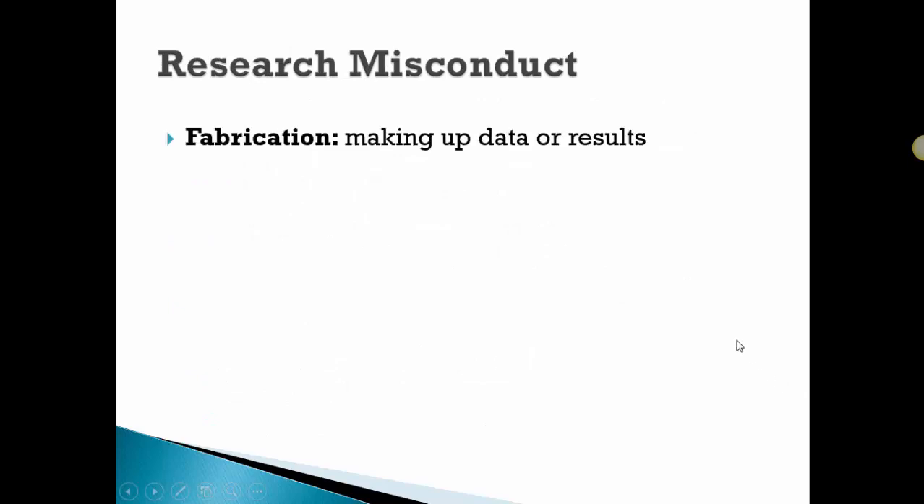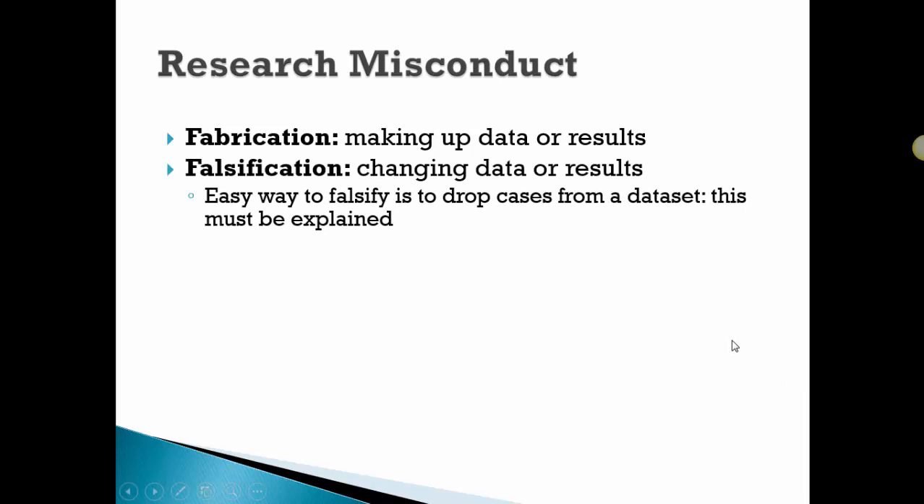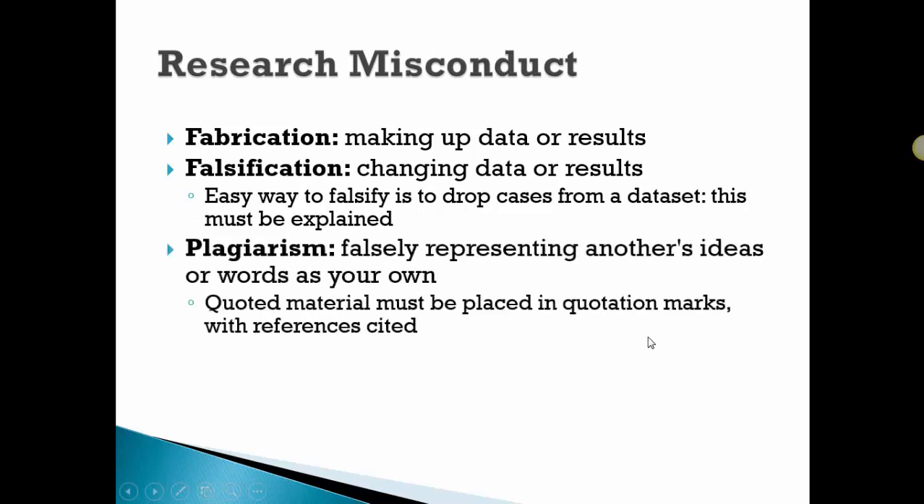Misconduct on the research means fabrication. You make up the data or the results. Falsification is changing the data or the results. So notice the difference. Fabrication is you make it up. Falsification, you change. It's an easy way to falsify. One easy way is to drop cases from a data set. If you're dropping cases, you have to explain why.